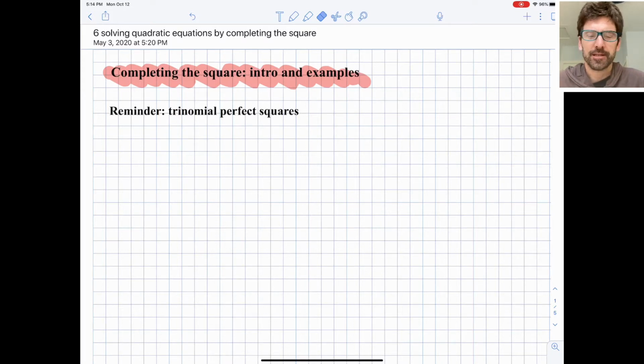All right, this is a video on completing the square, and we will also solve a quadratic equation just by taking square roots as well. But we'll start off with an introduction and then do a few different examples.